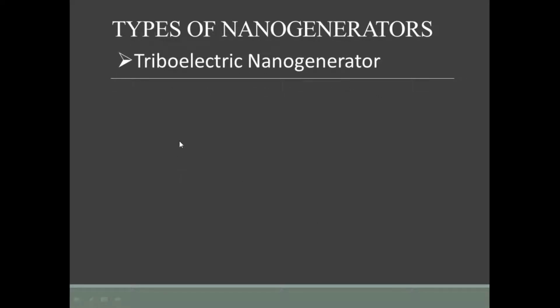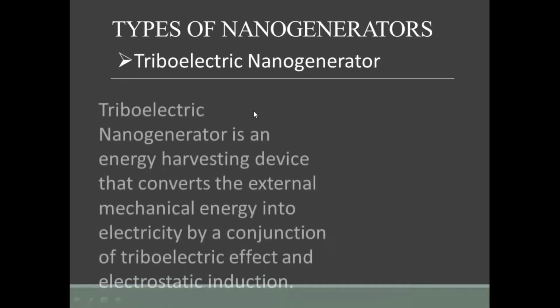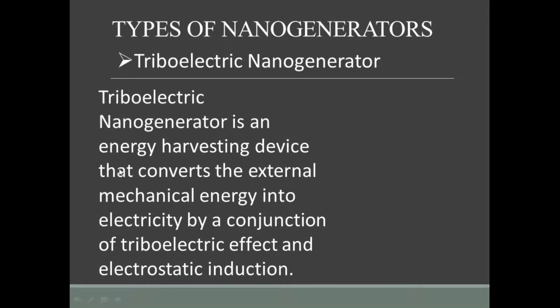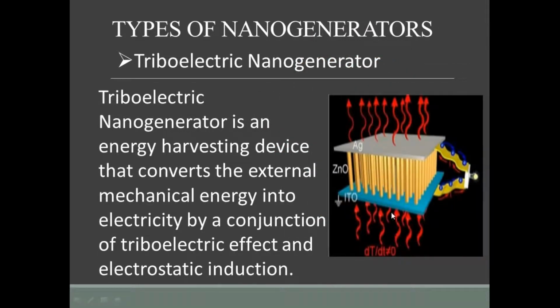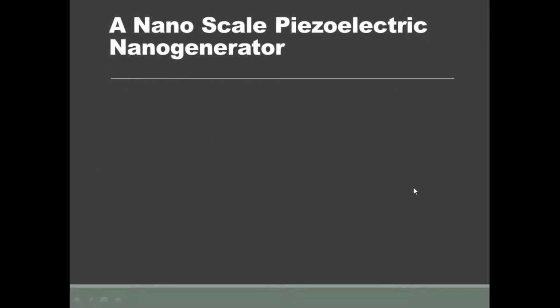The third one is the triboelectric nanogenerator. The triboelectric nanogenerator is an energy harvesting device that converts external mechanical energy into electrical energy by a conjunction of the triboelectric effect and electrostatic induction. Here is the diagram. We can see that these nanowires are made of zinc oxide, and there are other things being used in this. This is a nanoscale piezoelectric nanogenerator.